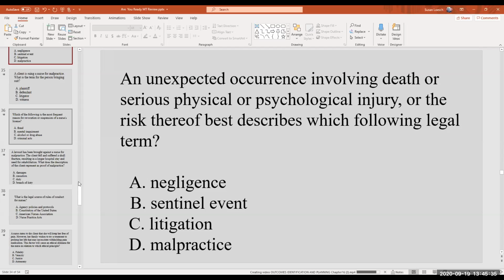An unexpected occurrence involving death or serious physical or psychological injury or the risk thereof best describes which of the following legal terms? B. Sentinel event. Whenever there's a death involved, it's going to be called a sentinel event. If you think about it as a sentimental event, maybe that will help you, because when someone dies, there's always going to be a sentimental component to it, right? Unless it's your ex. Oh, I didn't mean that.